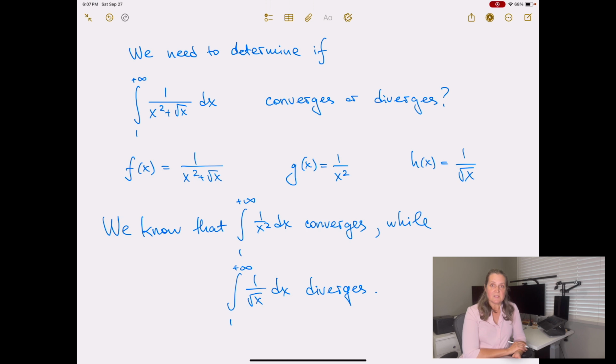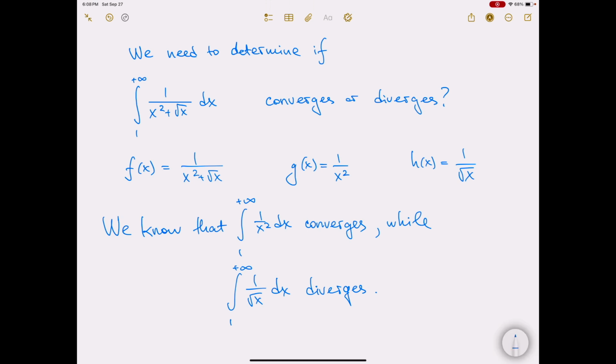Consider the function f of x equals 1 divided by x squared plus square root of x. Oh, how I wish we didn't have to deal with that sum in the denominator. If instead of the function f of x I had a simpler function, let's say g of x equals 1 over x squared, this improper integral from 1 to infinity of 1 over x squared dx would be so much nicer and easier to integrate. We already did it in class, and we know that this integral converges.